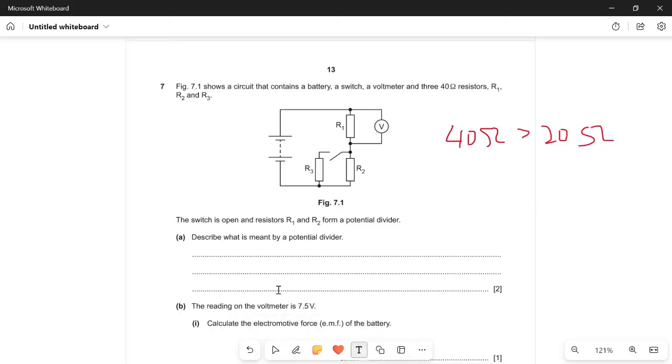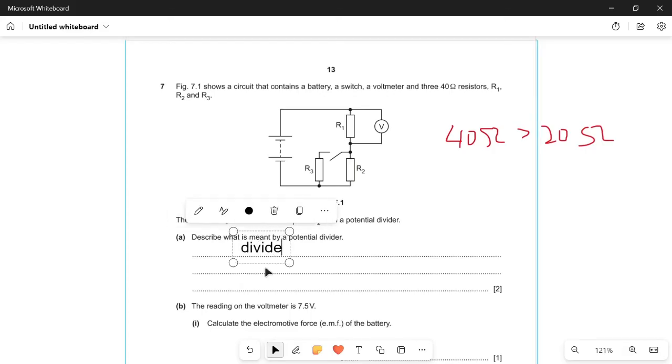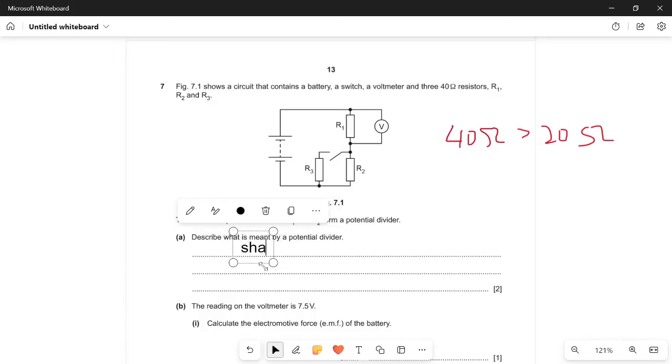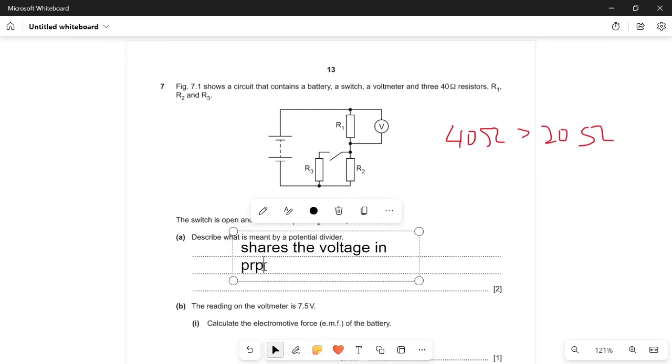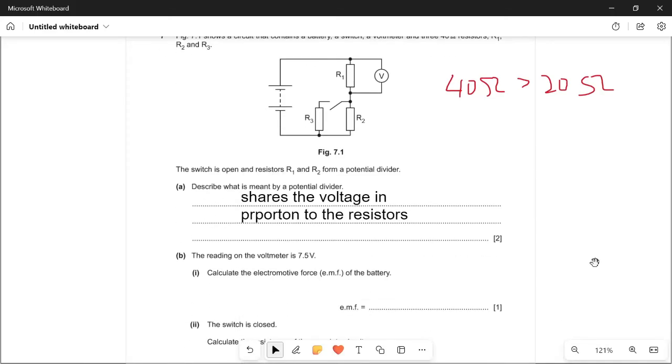So we can write it as: it divides, or in other ways we can write, shares the voltage in proportion to the resistors. You can write it like that.